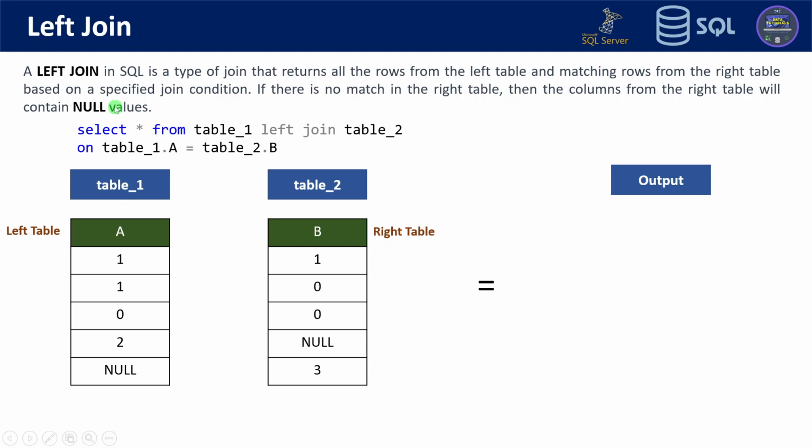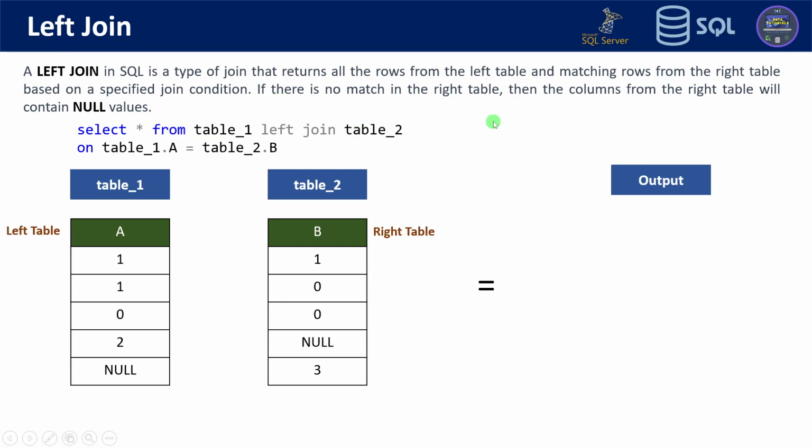Let's understand the definition of left join. Left join in SQL is a type of join that returns all the rows from the left table and matching rows from the right table. It will retrieve everything from the left table, and for this left table, whatever is matching in the right table, it will give us in the form of output.